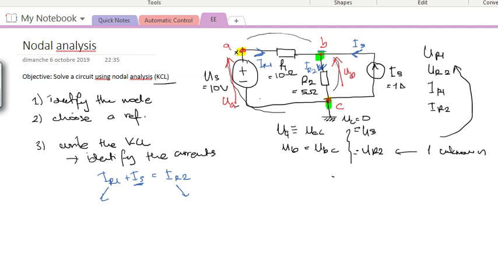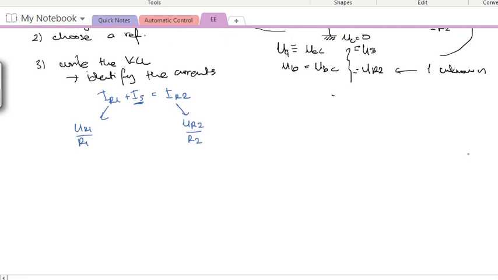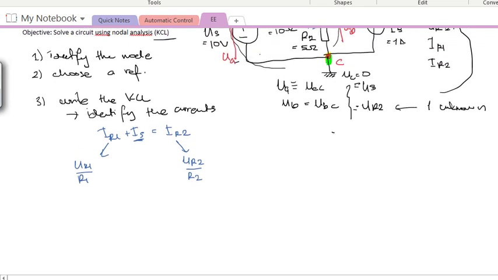So what does IR1 equal to? IR1, if we use Ohm's law, is equal to UR1 over R1, right? UR1 over R1. If we develop IR2 by Ohm's law, it is equal to UR2 over R2. So now we have to continue and further the reasoning to solve the KCL. So what is UR1? The next question is, what is UR1?